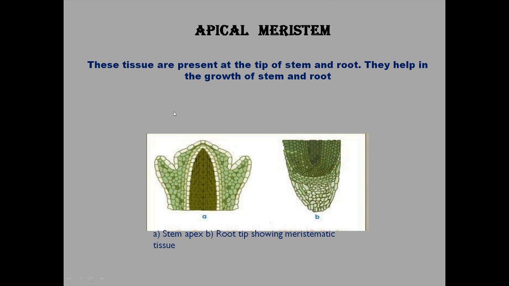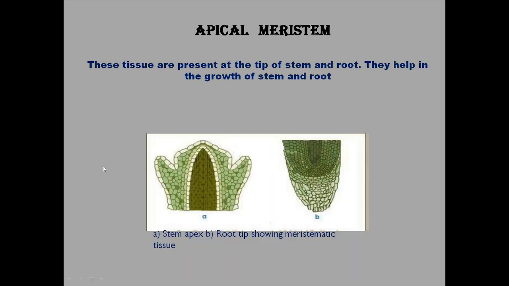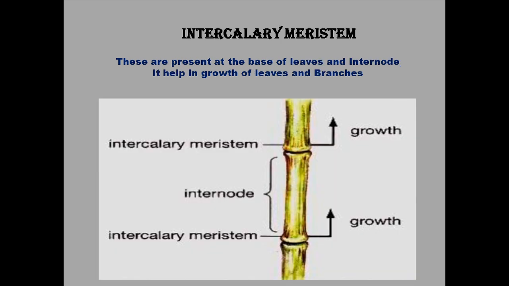Meristematic tissues present at the tip or apex of the root and shoot are known as the apical meristem. These apical meristems are responsible for increasing the height of the plant body. So increasing the height of the plant body is the function of the apical meristem.